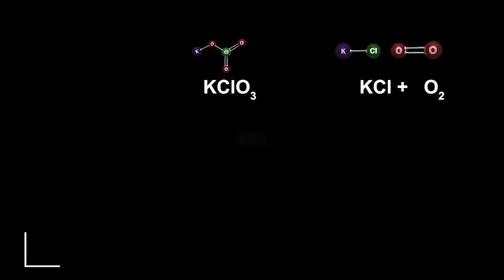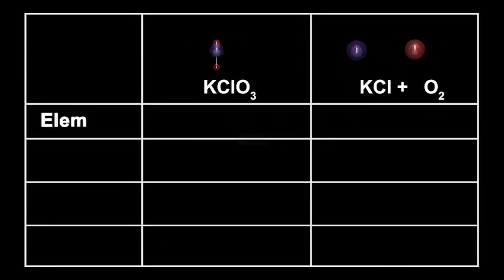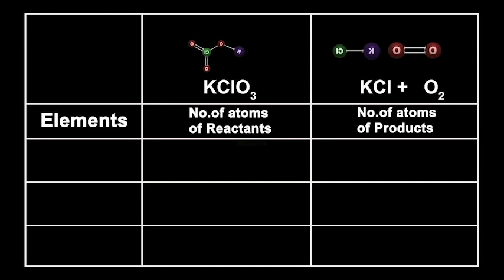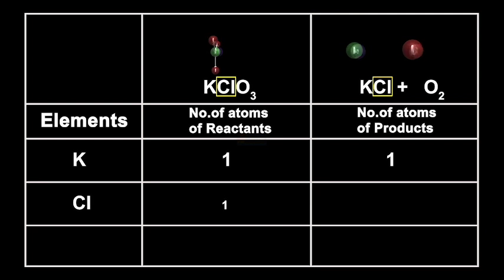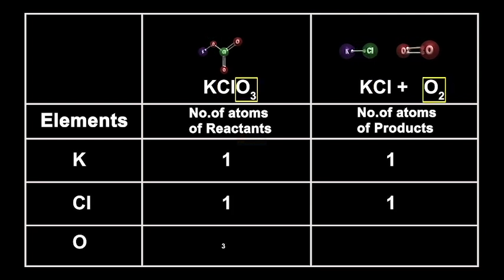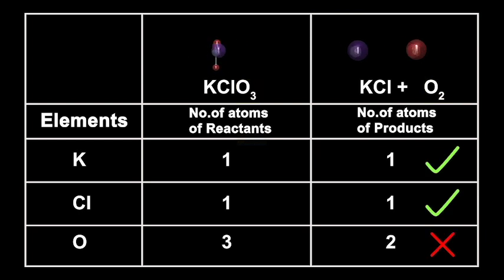Balancing KClO3 gives rise to KCl plus O2. To balance this equation, we draw a table containing elements, number of atoms of reactants and number of atoms of products. The chemical equation has the following elements. Potassium, that is K: the number of potassium atoms on the reactant side and product side are 1 and 1. Similarly, for chlorine it is 1 and 1. For oxygen it is 3 and 2 respectively. We observe that oxygen is not balanced.